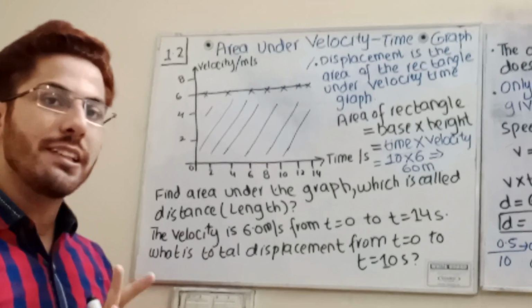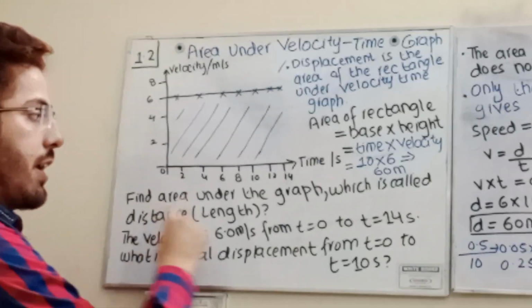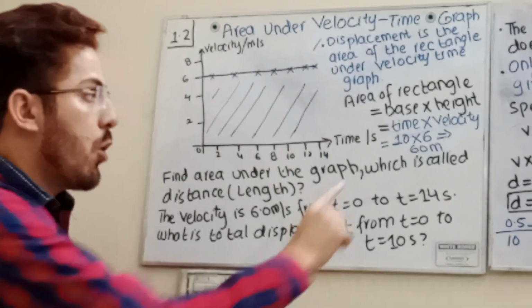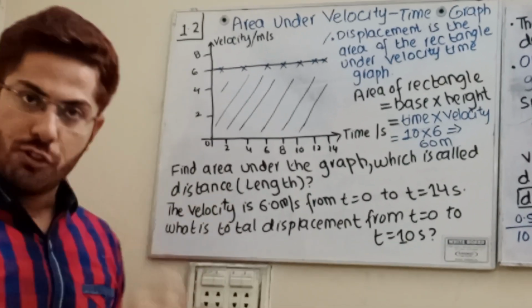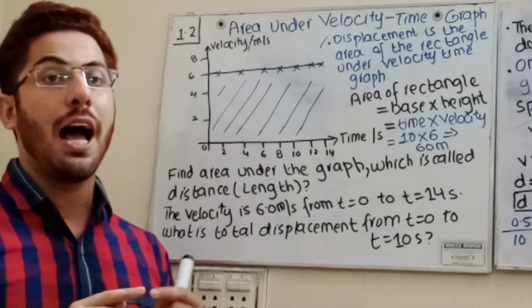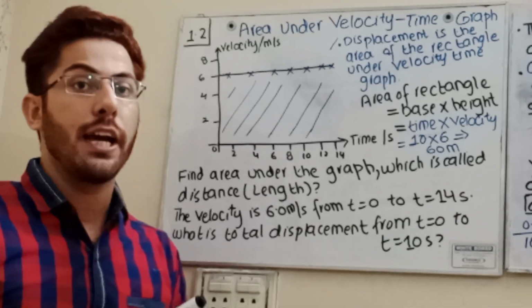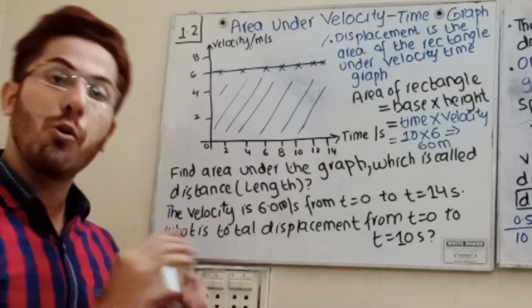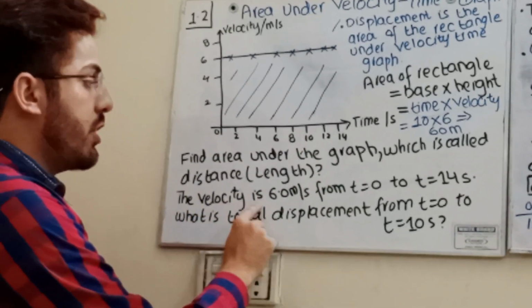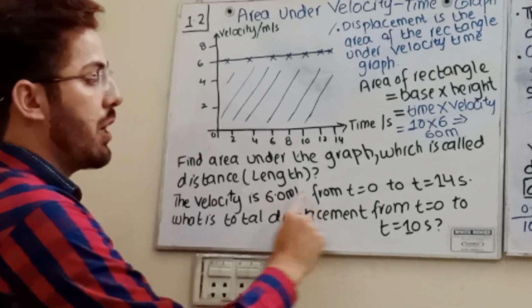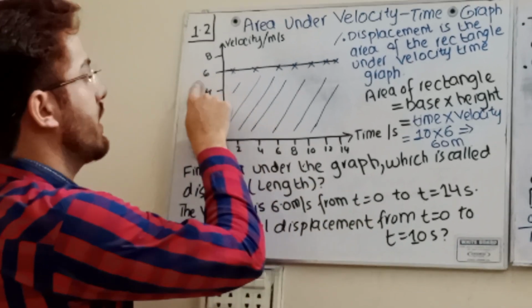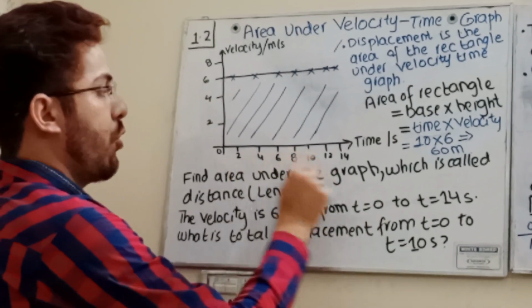What is the question? Find the area under the graph, which is also called the distance. Sometimes the examiner asks for the total length or total distance, and the area. It means you are going to find the distance. The velocity is 6.0 meters per second, and the time is 0 to 14 seconds.